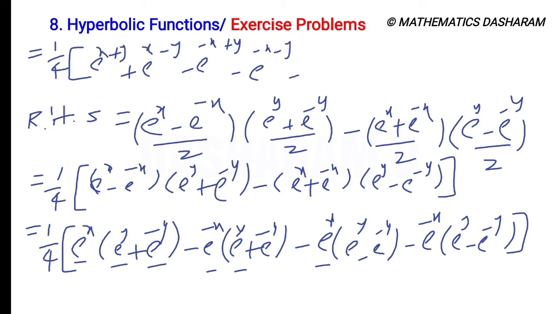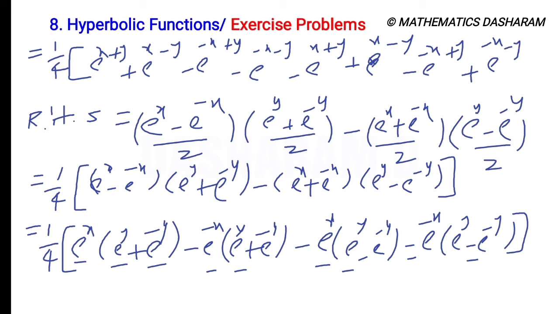Next, e to the power of x into e to the power of y, e to the power of x plus y. Next, minus of minus plus e to the power of x minus y, e to the power of x minus y. Next, minus e to the power of minus x plus y, here minus into minus plus e to the power of minus x minus y, bracket close.